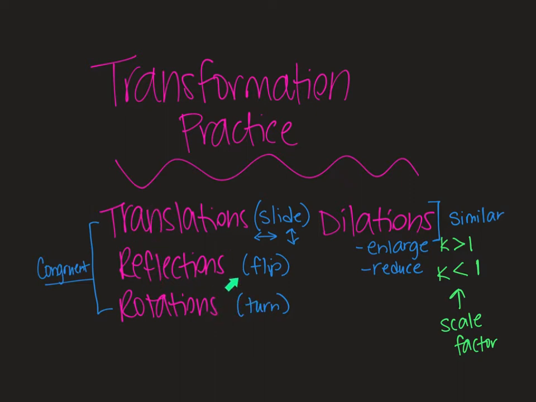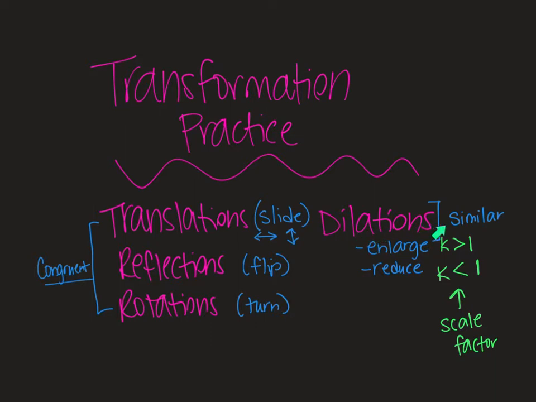So those shapes, again, no matter how we move it, are going to be congruent. They're going to be the same shape and same size. So their angles are going to be the same, their side lengths are going to be the same, everything about them will be the same. The only transformation that will change the size of the shape is a dilation.